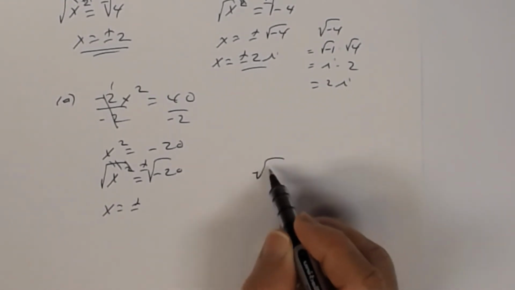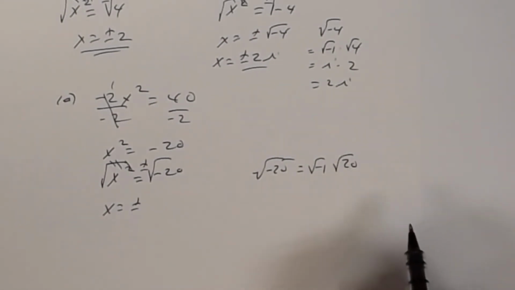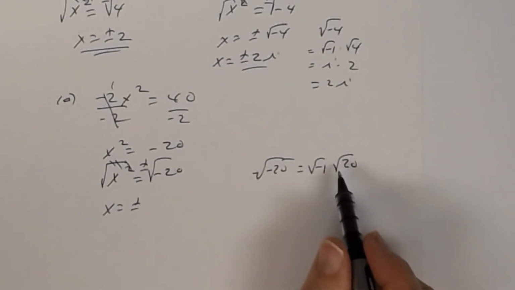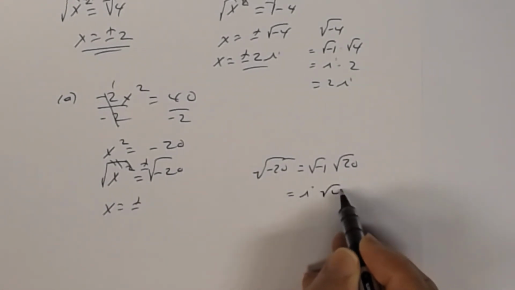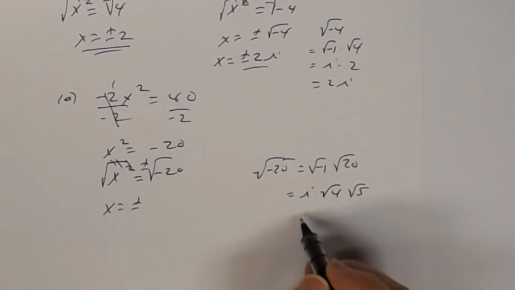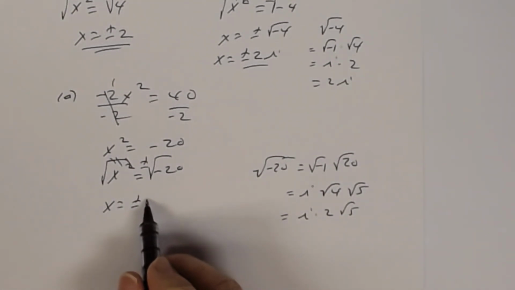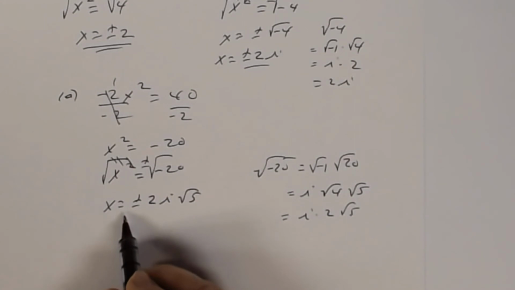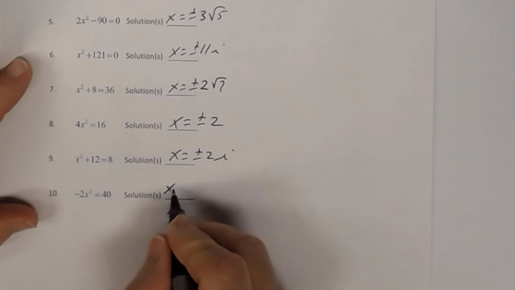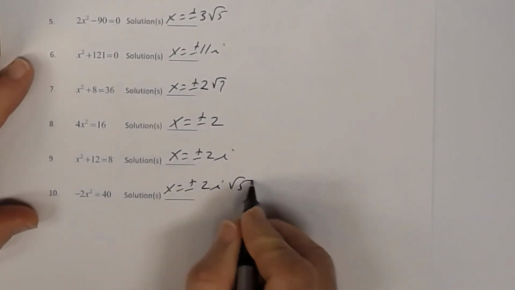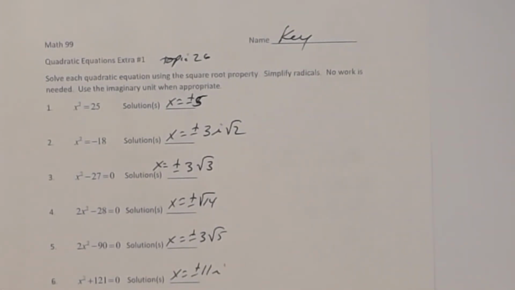All right, now over here, we got to figure out the square root of a negative 20. Well, remember, that means the square root of a negative 1 times the square root of 20. And I can simplify the square root of 20. The largest perfect square that goes into 20 is 4. So this becomes i times the square root of 4 times the square root of 5. And the square root of 4 is 2, so this becomes i times 2 square root of 5. Rewriting this, though, I'm going to write it as plus or minus 2i square root of 5. All right, so the answer to number 10 is x equal plus or minus 2i square root of 5. Okay? So that is the key to quadratic equations extra number 1.